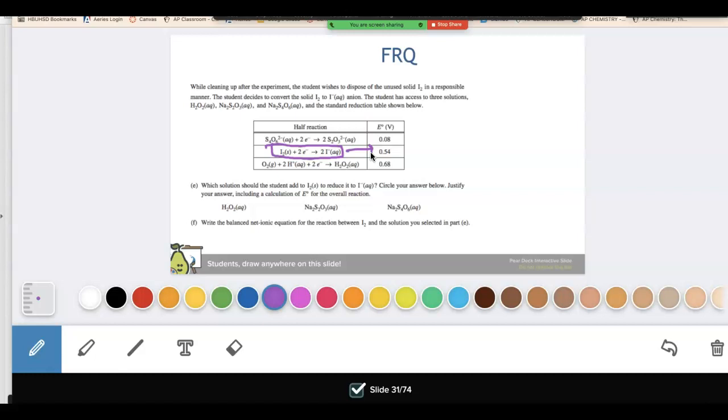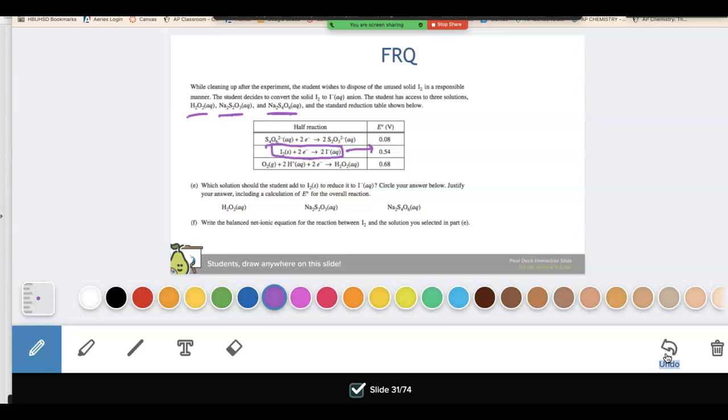And so you go, okay, well, the student has H2O2, hydrogen peroxide, sodium thiosulfate, and Na2S4O6. So then you look down here, and you don't see Na anywhere. Doesn't matter. It's a spectator ion. So this is this guy, and this is this guy. Okay? All right, and so it says, which solution should they use? Well, if this guy's going to be reduced, the other guy should be oxidized.